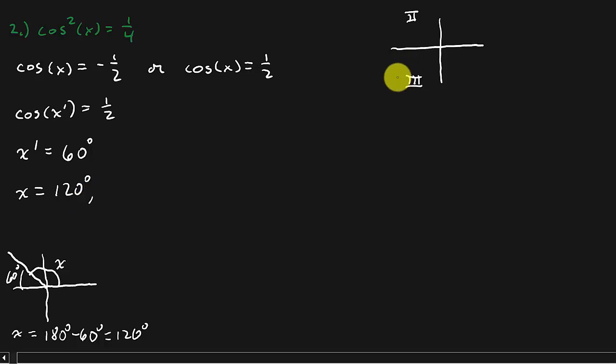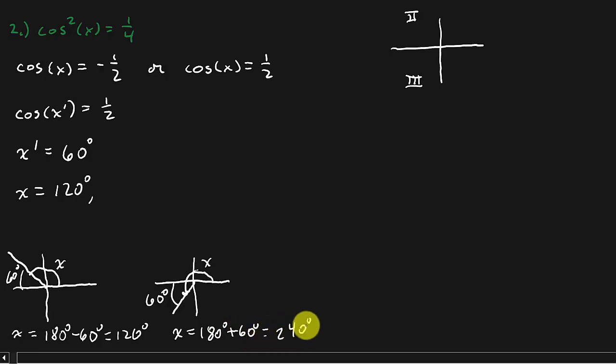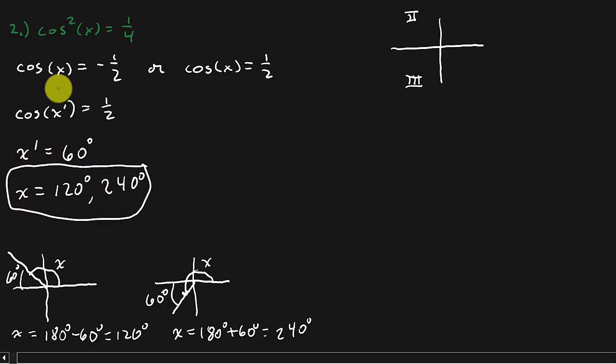Now let's look for the third quadrant angle. So that's here. There's our reference angle. And so x is equal to what? Well, we're going to go 180 plus another 60, and that's going to give us 240. So we got 240. So there's the solutions for this one.